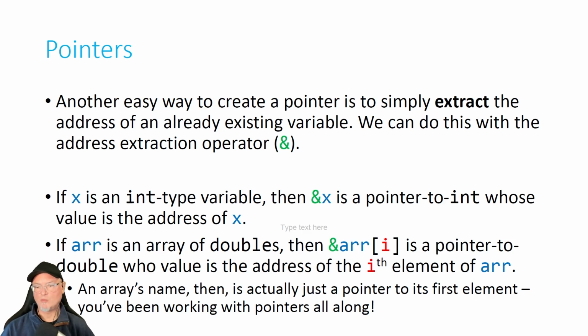And we can think of the name of an array variable as actually just a pointer to the first element in the array. That's actually how they're defined and function in C. So in a sense, you've been working with pointers all along when you worked with arrays, and this is a new way to think about that.